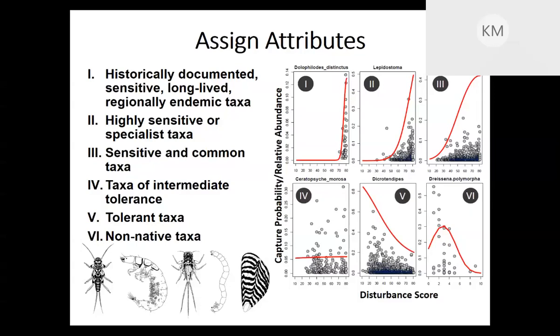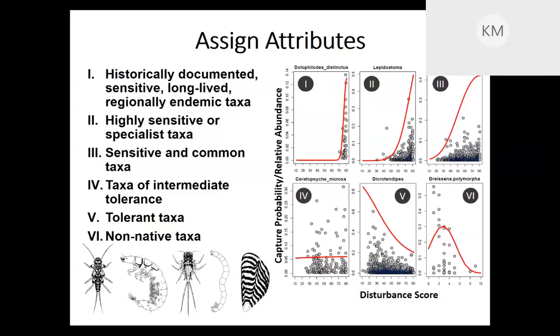But they could be other things. They might be endangered species. It might be long-lived species like sturgeon, for example. So there are these special taxa that are usually indicative of high-quality systems. Then you have highly sensitive taxa, specialist taxa, taxa that drop out as disturbance increases. So they persist perhaps a little bit longer than those historically documented sensitive taxa do, but they're still fairly sensitive.